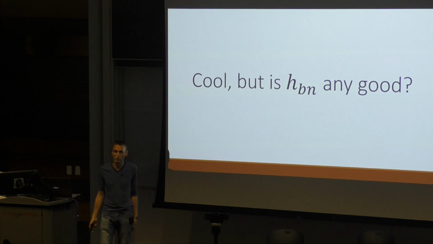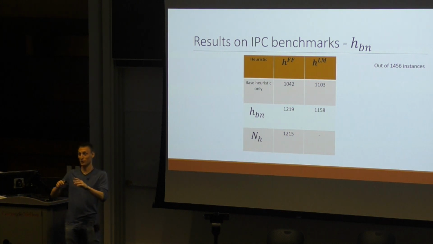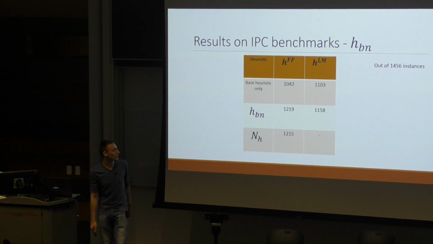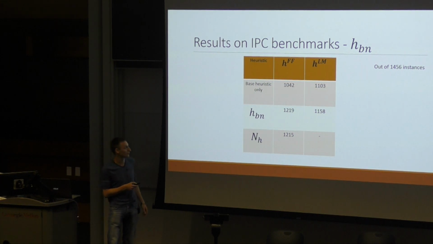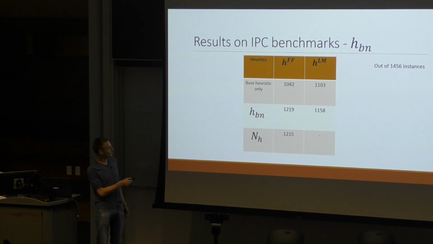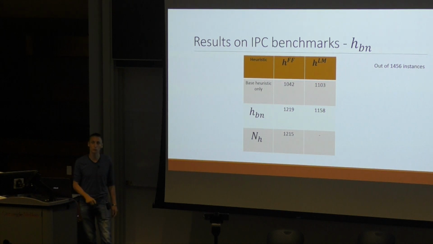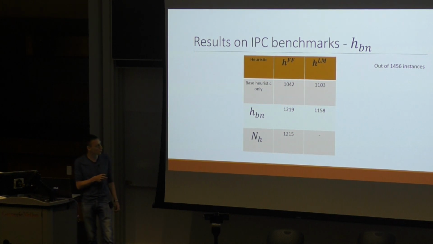So, I've described some heuristic, right? But, well, is it any good? So, the results are here. We were running on a bunch of IPC benchmarks, and we got 1,456 instances. And you can see that for base heuristics, we use 2 heuristics, FF and landmark count. This was the coverage when we are using only the base heuristic. And this was the coverage when we used novelty. So we solved a little less than 200 problems more than just regular FF, and more than 50 problems more than with regular landmark count.